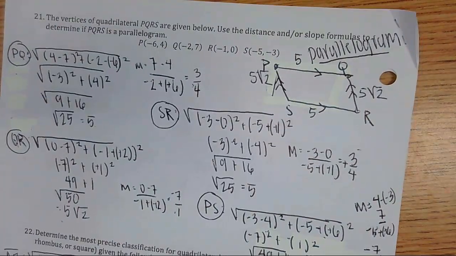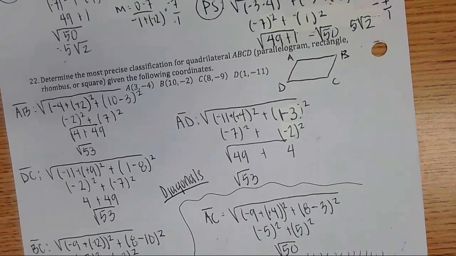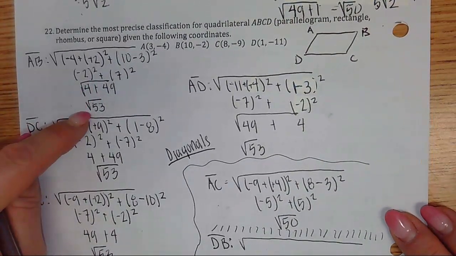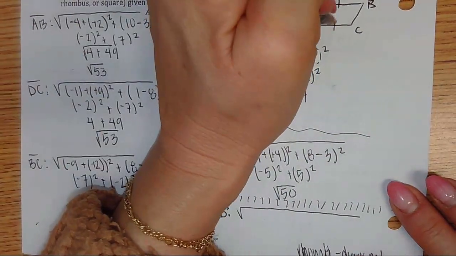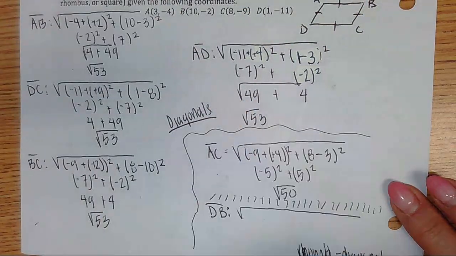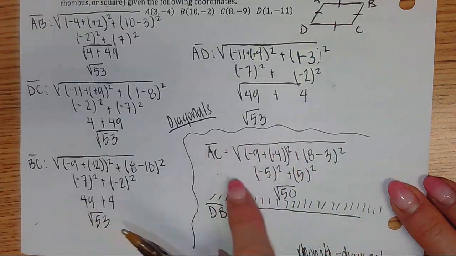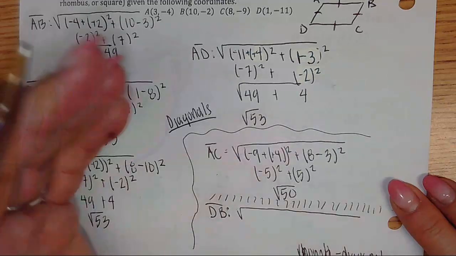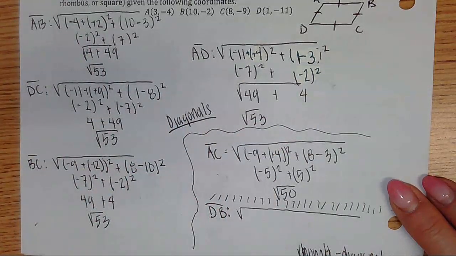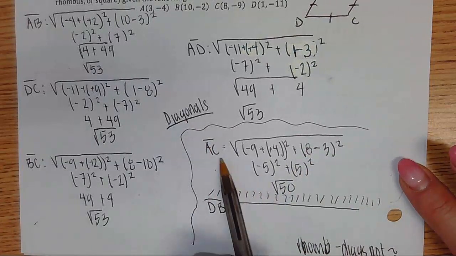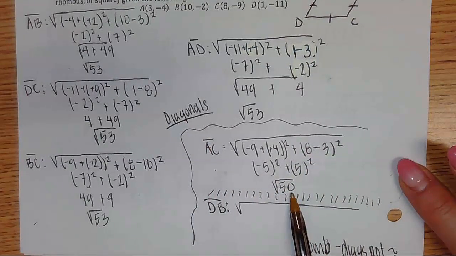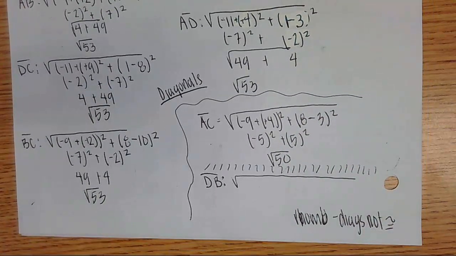All right, and then down here, I go ahead and I find the distances of all four sides, which means that they're all congruent, even though my drawing doesn't quite look that way. Well, if I know that all of their sides are congruent, and then I go ahead and I solve for their diagonals. If they're congruent, then I know that it's a square. But what ends up happening is when I solve for AC, I get rad 50. Let's see what happens when I solve for DB.